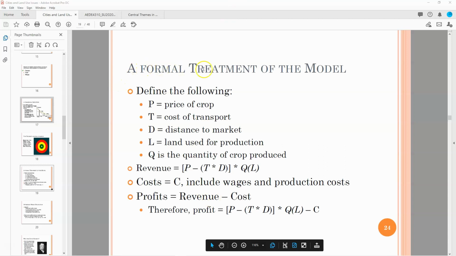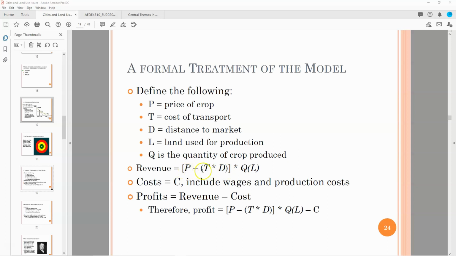And here is a formal treatment of the model. We first need to define some concepts. P is the price of crop. T is the cost of transportation. D is the distance to market. L is the land used for production. Q is the quantity of crop produced. So according to those definitions, our revenue is (P minus T times D).